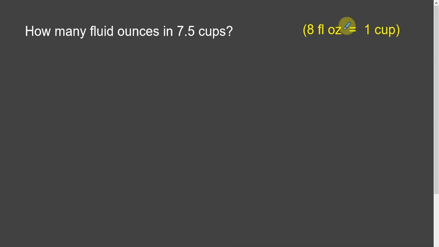So we know 8 fluid ounces is 1 cup, so that is a ratio, or a rate I should say. So 8 fluid ounces to 1 cup, right? And so we want to know how many fluid ounces would go with 7.5 cups. So we've set up a proportion with one unknown, and we know how to solve it. Now before I solve it, just note that cups are across from cups, and that needs to be true. Fluid ounces are across from fluid ounces, the unknown in this case. And you always have to have that.